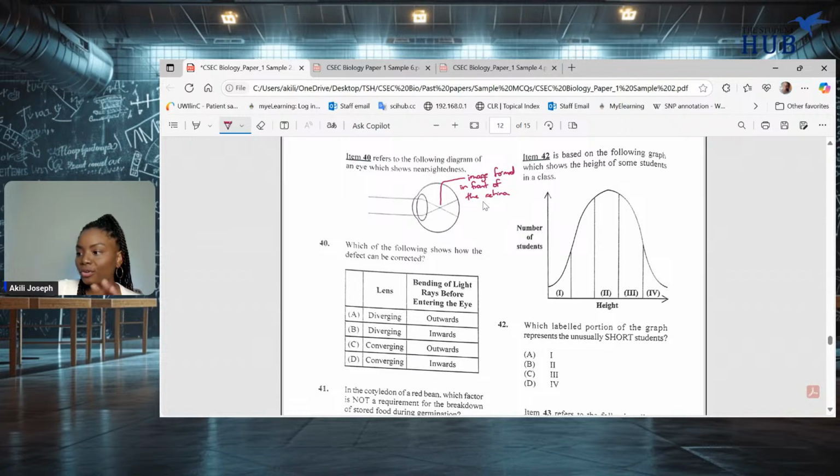So how you remember, if it falls short, it's short-sightedness. Yes, that's a good way of remembering it, right? So we're going to need diverging lens, which are going to allow it to meet at a further point and meet on the retina rather than in front of it. So the answer here is going to be A.